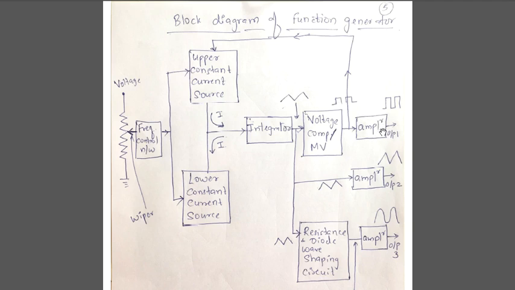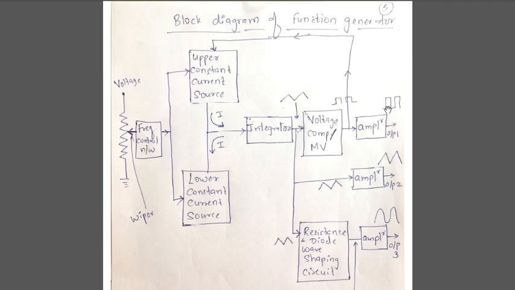Amplifier is going to increase the strength of that square waveform so that at the output of amplifier number 1, you get a square waveform which is amplified in nature, and this itself will be the first output of the function generator, that is we are getting a square waveform.